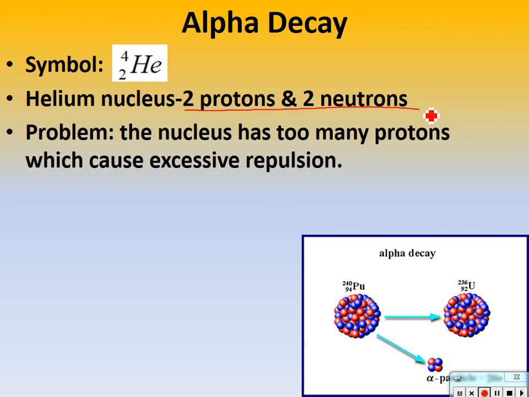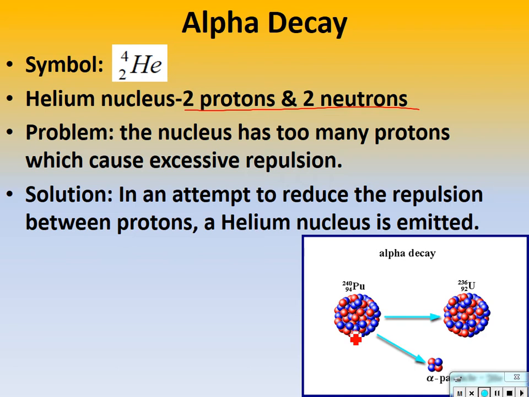Okay, the problem. This is what the problem would be if this element needed to give off an alpha particle. The nucleus has too many protons, which causes excessive repulsion. So down here, this element, Pu-240, must have too many protons. So what's it going to do to solve that? The solution is, in an attempt to reduce the repulsion between protons, a helium nucleus is emitted. So it's going to throw out an alpha particle.